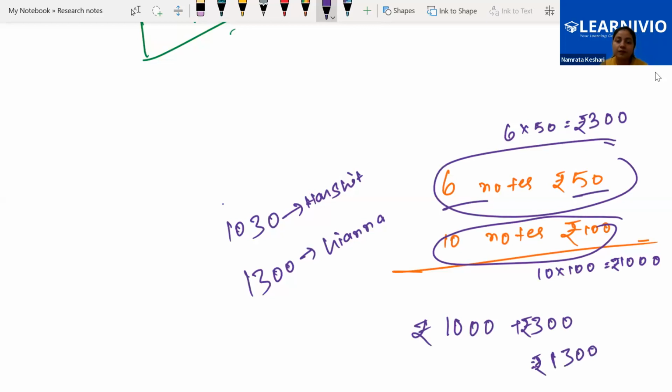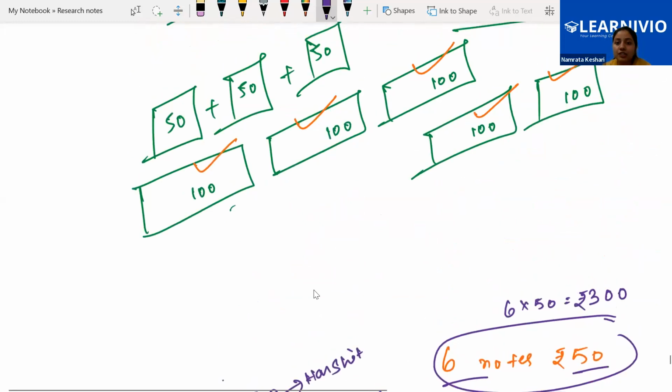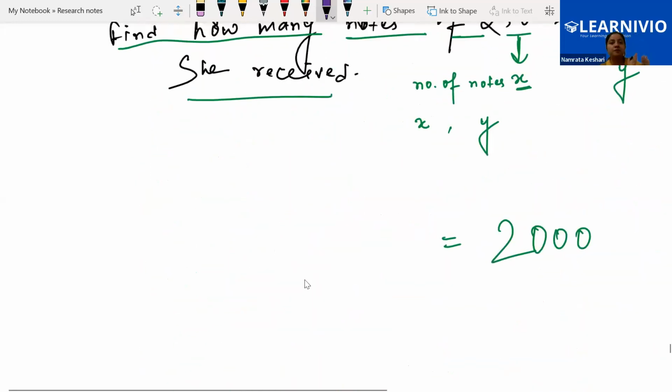Are you getting it? Harshit, maybe you have done both the calculations separately, it's perfect. But while doing the addition, you have written 1030, right? Yes, ma'am. So please be careful. Ziana, it's perfect. It will be 1300. Now we have understood how to do the calculation.